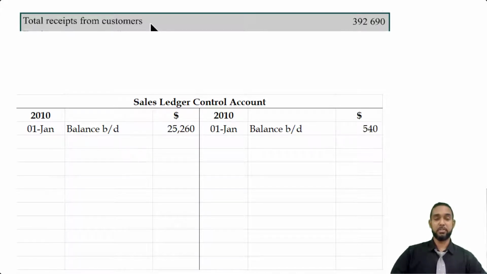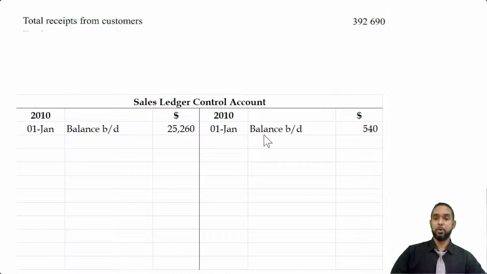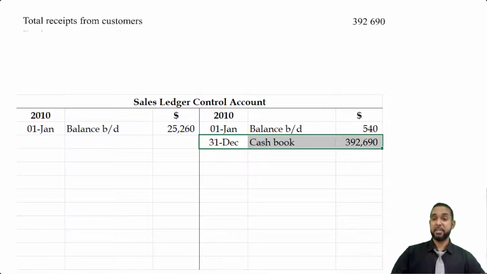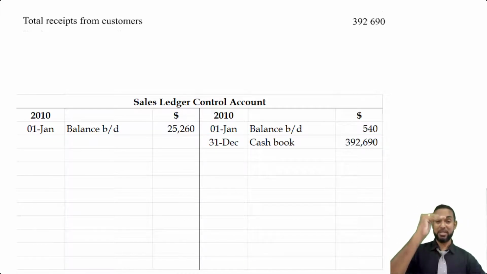The rest of the question said nothing about cash sales, so we can safely assume this is money coming in from our credit customers only, right? So this is going to go on the credit side of the control account. Why? Because when our customers pay us back, when our debtors repay us, it decreases the amount of money they owe us. Debtors is an asset. If we are decreasing an asset, we have to credit the asset account.